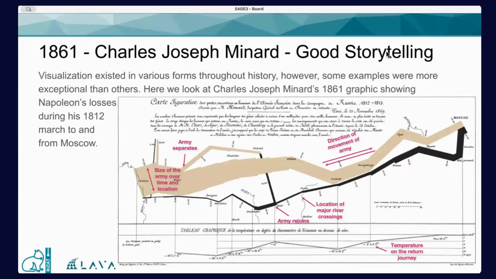There are other aspects of this visualization. It shows, for example, the temperature in different locations. But the gut punch of the story is: look at the army in the beginning, and look how tiny it was when the story ended, right?